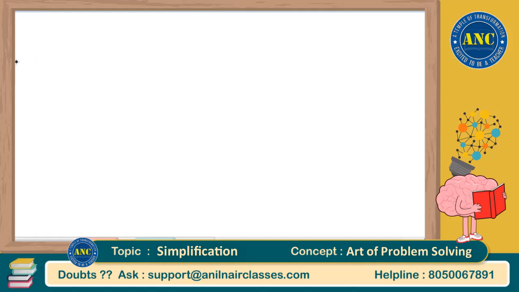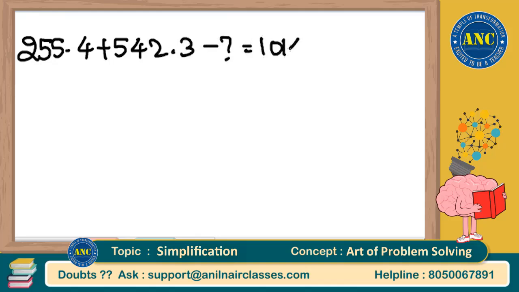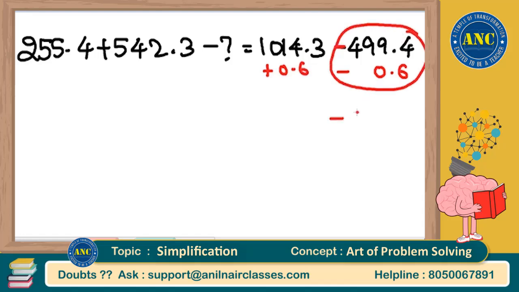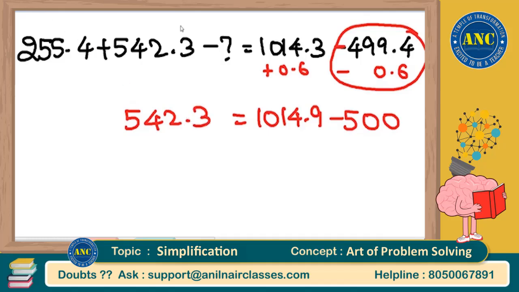Very good. How 1000 is cancelled: 255.4 plus 542.3 minus question mark is 1014.3 minus 499.4. Samir, to make this minus 500, I subtracted 0.6, so I will add 0.6 here. So this is minus 500, Samir. This part is 1014.9. Right hand side is 542. Samir, please listen carefully, sir. 1000 minus 500 is 500. That 500 will cancel with the left hand side 500.